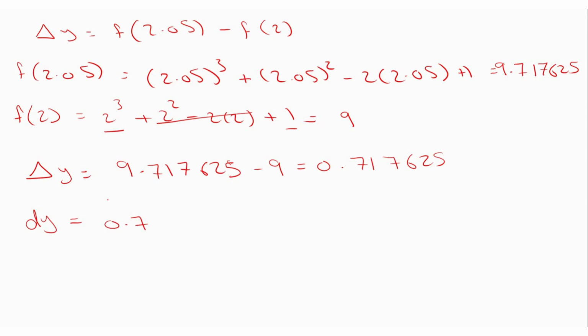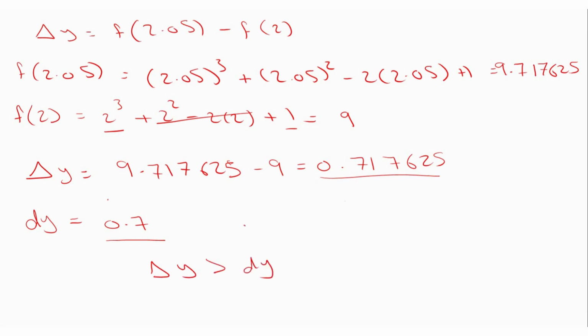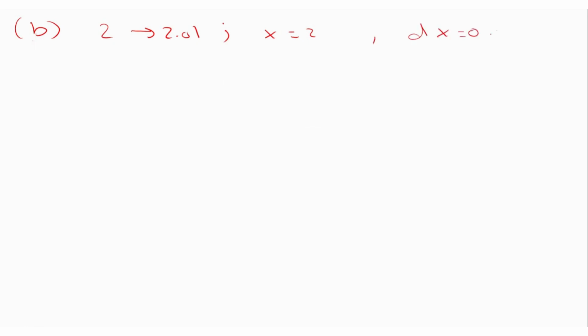So if we want to compare between them, we can see that basically delta y is greater than dy, and the difference is between very few places. Now let's do part B, where we have the x moving from 2 up to 2.01. Now our x is going to be 2 as before, but the dx is going to be 0.01, which is 2.01 minus 2.